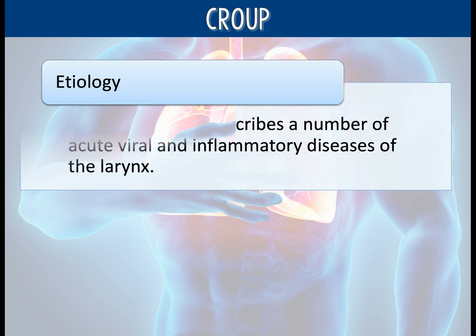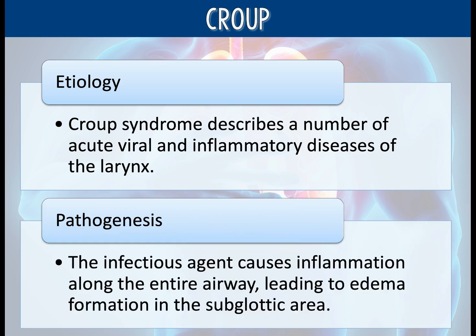Croup syndrome describes a number of viral and inflammatory diseases of the pharynx. So what you get here is some kind of infectious agent that causes inflammation along that entire airway, and then you get edema in the subglottic area. Usually children present with croup, and that child presents with a history of upper respiratory tract infection or cold, and then they have a barking cough.